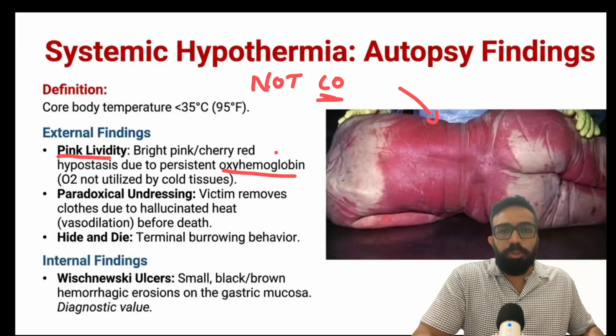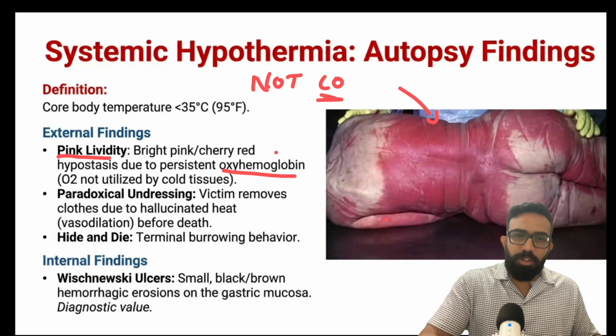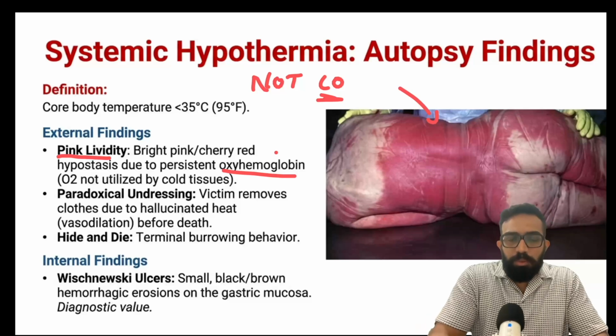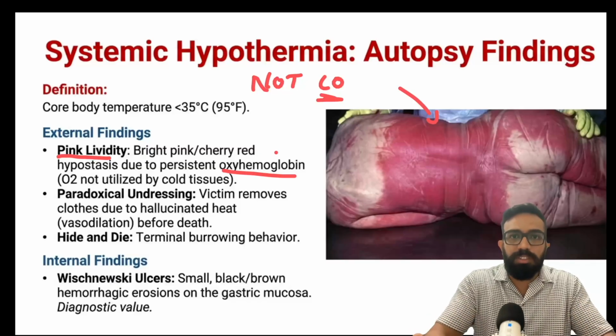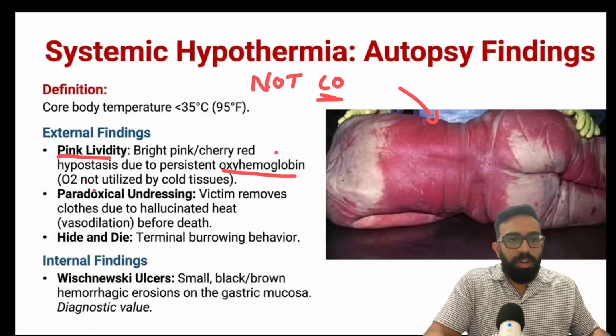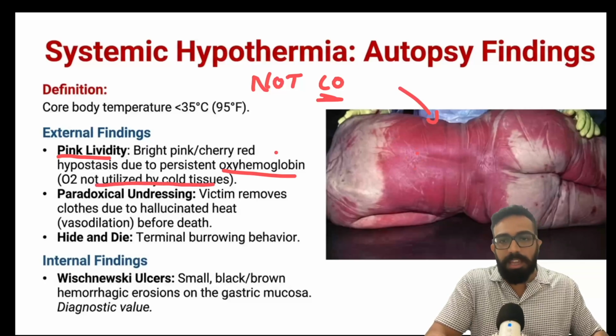Why due to oxyhemoglobin? Because what happens in cold is that the hemoglobin at the level of the tissues cannot leave the oxygen which it is carrying from the lungs. It basically loses its capability to release the oxygen. So O2 cannot be utilized in the cold tissues. Therefore, there is oxyhemoglobin, and this leads to a pink lividity.